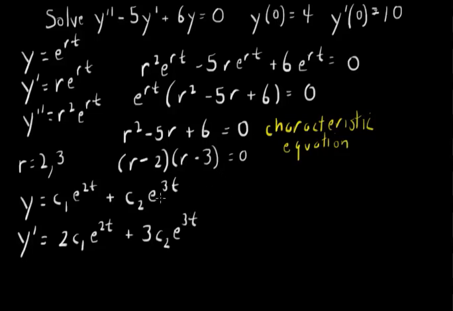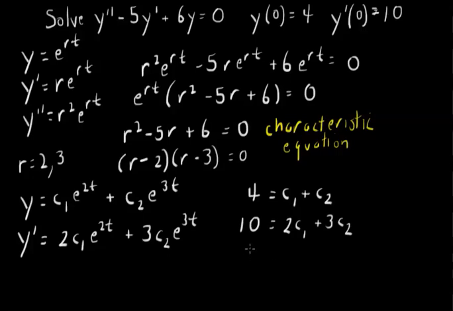If we plug in 0 to this expression, we know we're supposed to get 4. And we end up on the right-hand side with c1 plus c2. Same idea, plug in 0. We know we're supposed to get 10 for y prime. And that's going to be 2c1 plus 3c2.